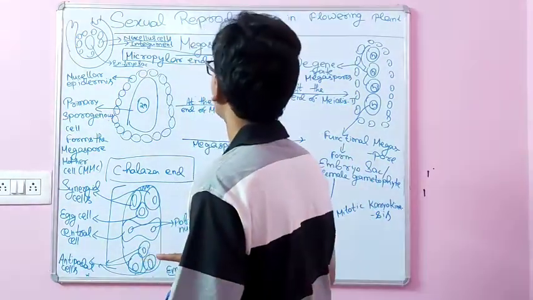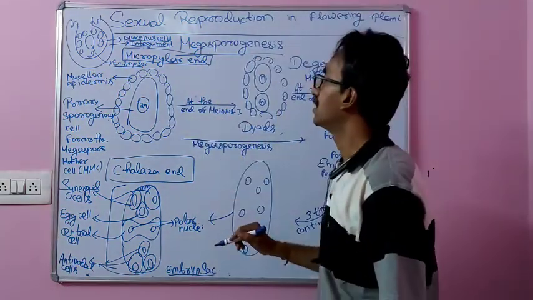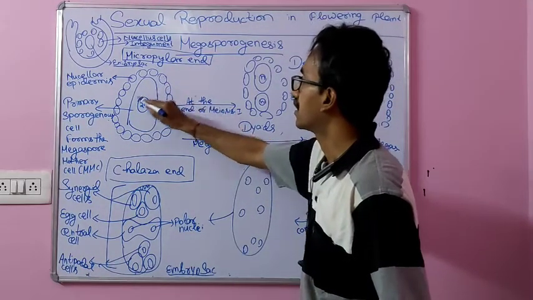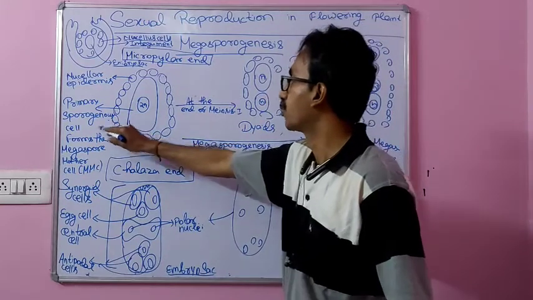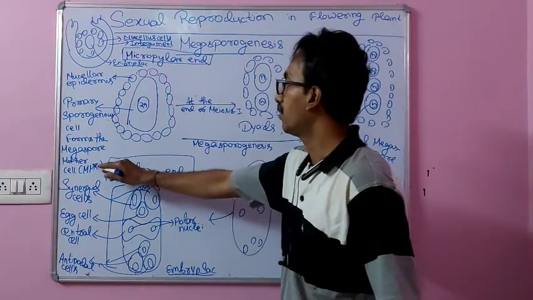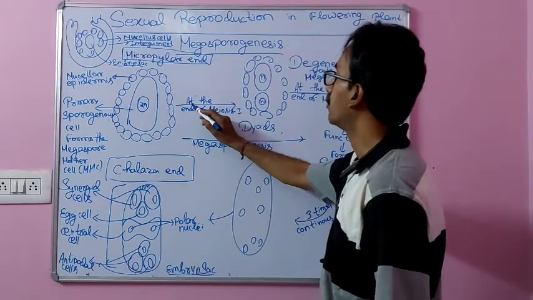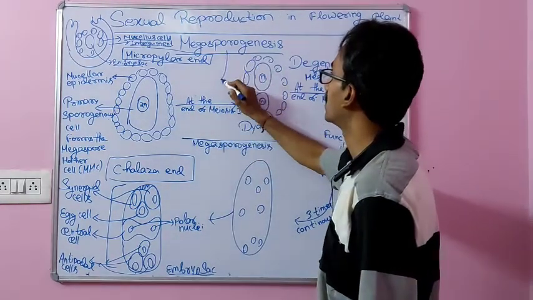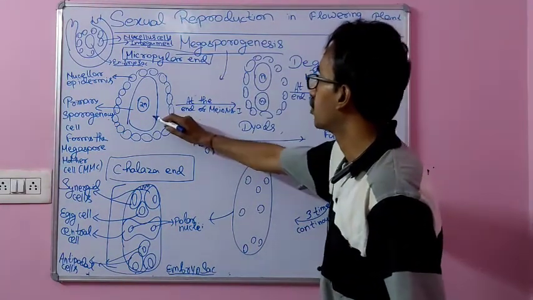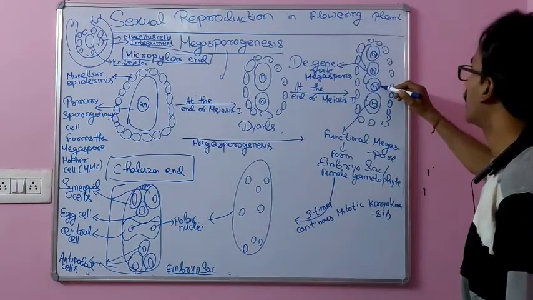Let me recall the structure, how the embryo sac formation occurs. Initially, these are the nucellus cells, and at its center, the cell that is present is called primary sporogenous cells, which form the megaspore mother cell, represented by MMC. It undergoes meiotic cell division, that is megasporogenesis. In fact, during megasporogenesis, the megaspore mother cell undergoes meiosis and produces 4 haploid megaspores.